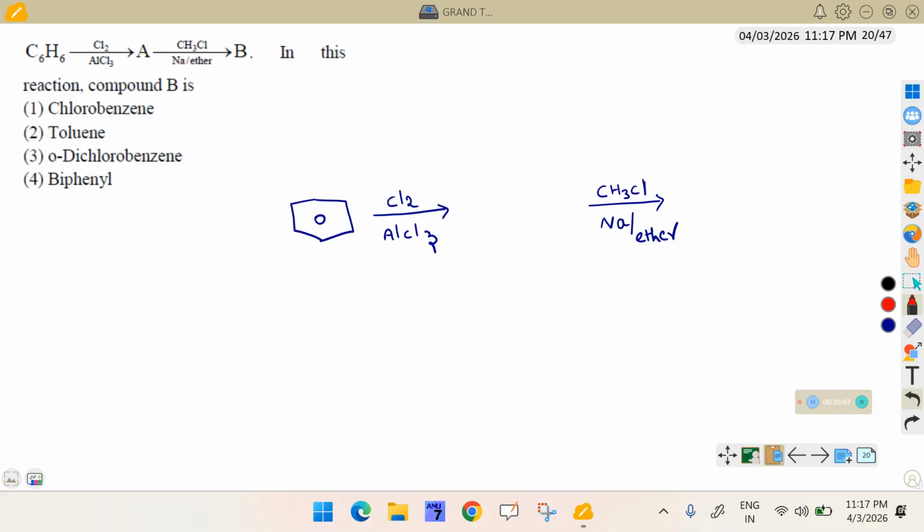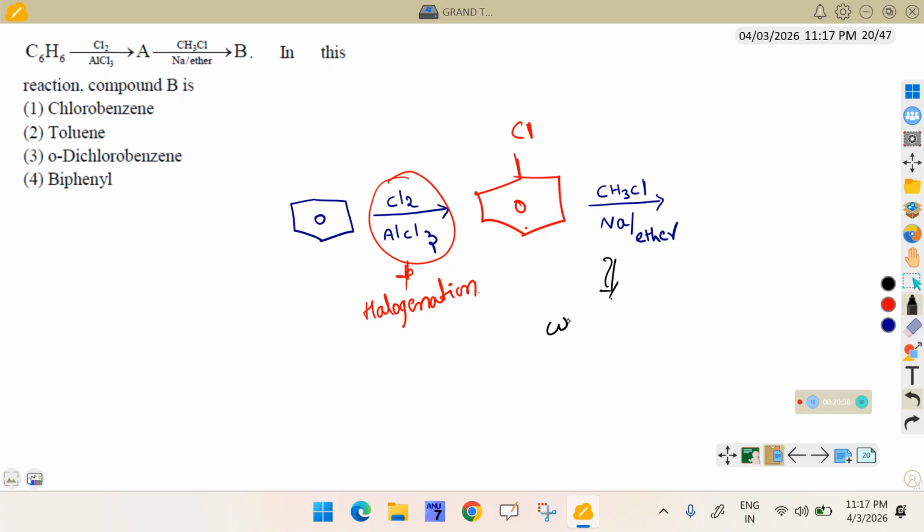Benzene reacts with chlorine in the presence of anhydrous AlCl3. This is a halogenation reaction, an electrophilic substitution reaction. Then it gives chlorobenzene. Chlorobenzene reacts with methyl chloride in the presence of sodium and ether. Then the reaction is considered a Wurtz-Fittig reaction. So it gives methyl benzene, which is also called toluene.